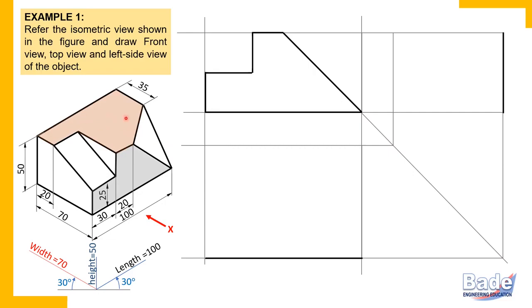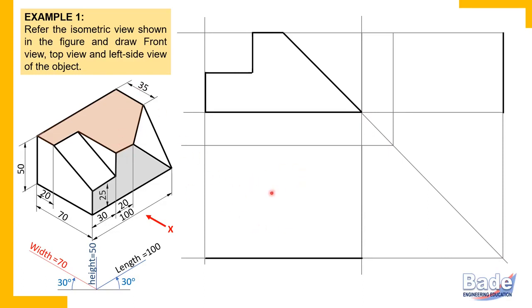Now let's focus on this surface. This is also a principal surface. Remember, first focus on principal surface. Principal surface shows true shape in one of the three views. Now this surface, because it has two perpendicular principal edges, this edge is parallel to length, this edge is parallel to width. So length and width view, that is top view. In the top view, this surface will show its true shape. So let's draw this surface in the top view.